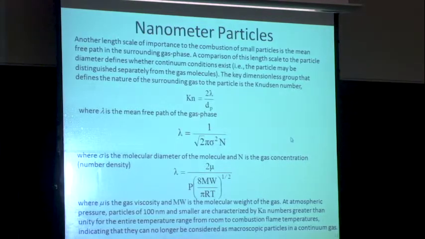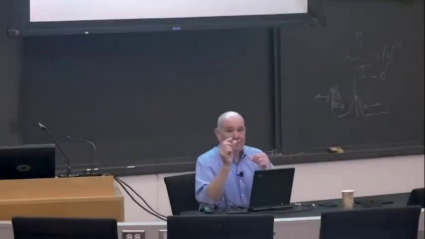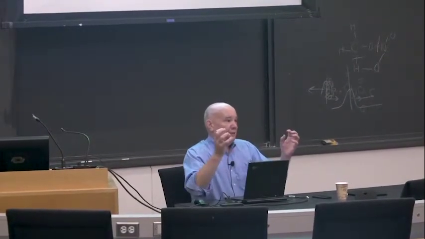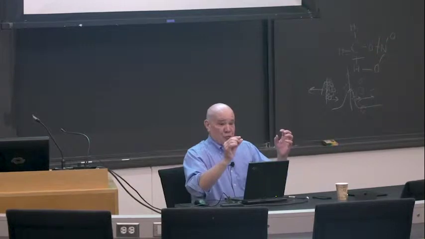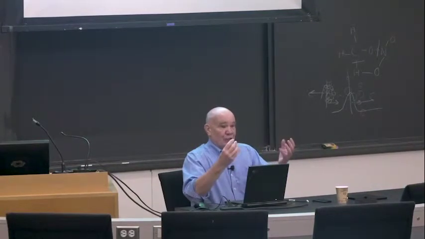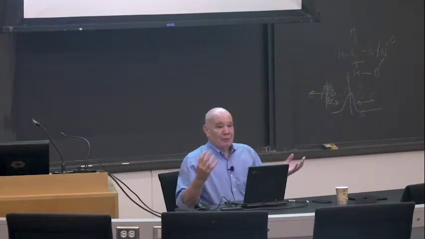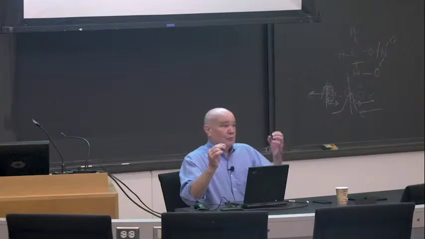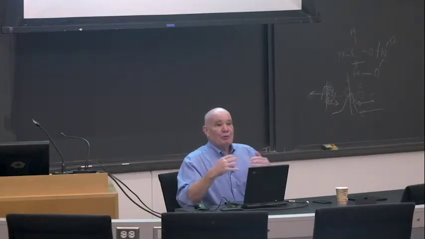There's another important length scale as I start to shrink the particles down to the nanometer scale. That's the scale where I start looking at the dimension of the particle relative to the spacing of the molecules, the mean free path. When the particle gets so small that it's of the size of the mean free path, the question comes about, am I still in a continuum limit? Can I distinguish the particles from the molecules? When that happens, I move into a free molecular regime.